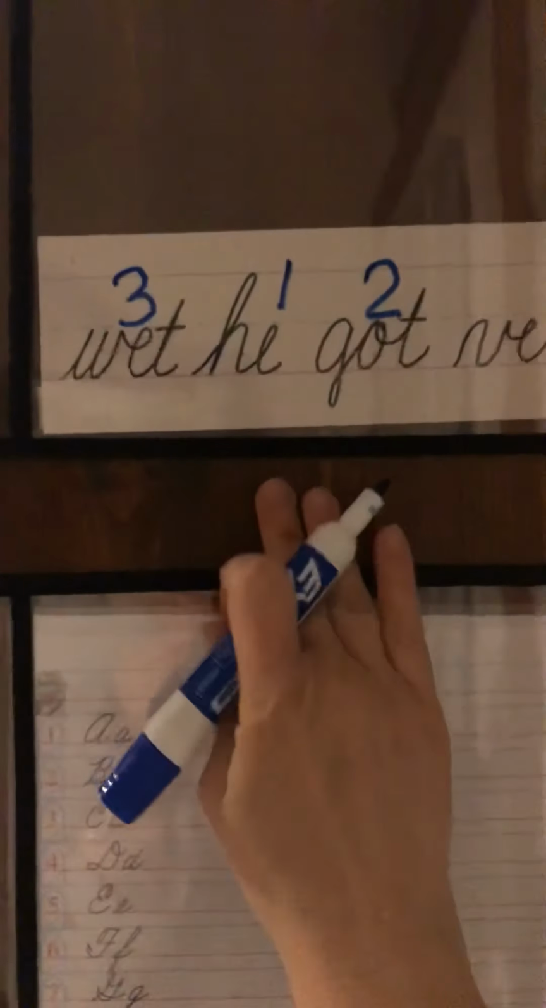He got wet. He got wet very. Oh, you know what? I changed my mind. Let's do it: he got very wet. How about that? He got very wet. That makes sense. For a sentence to be complete, it needs to have a head and feet.